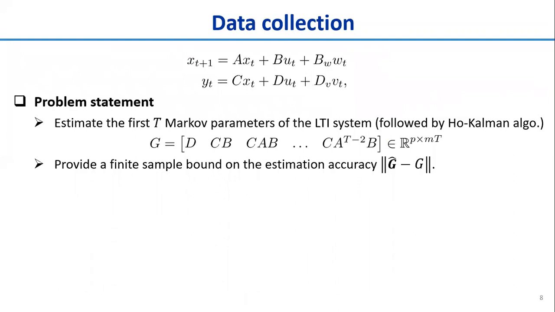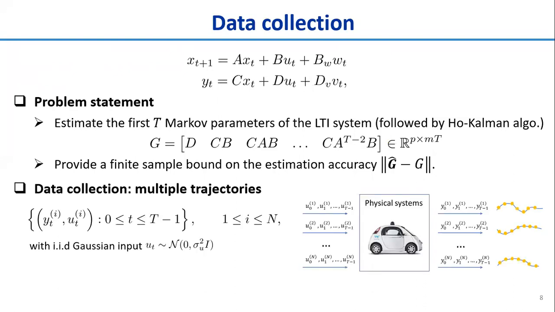And once we have a good estimation of the Markov parameter G, the classical Ho-Kalman algorithm can return a good estimate of A hat, B hat, C hat, and D hat up to a similarity transformation. We also aim to provide a finite sample bound for the estimation error.